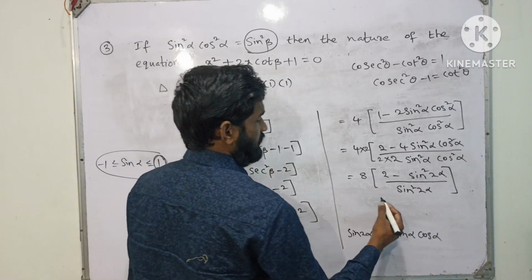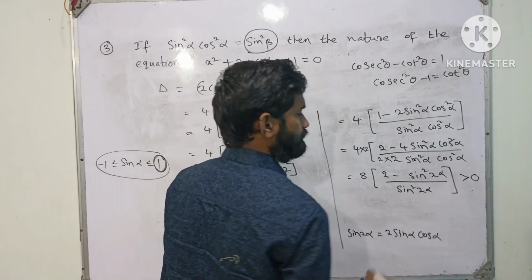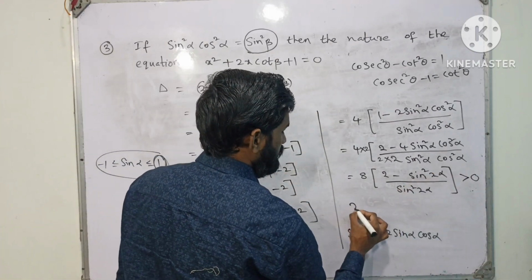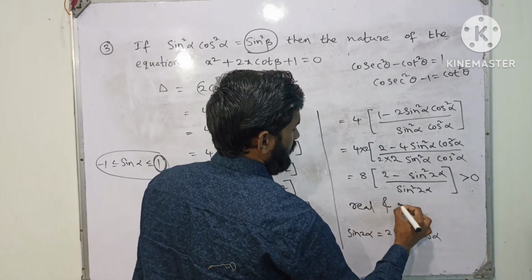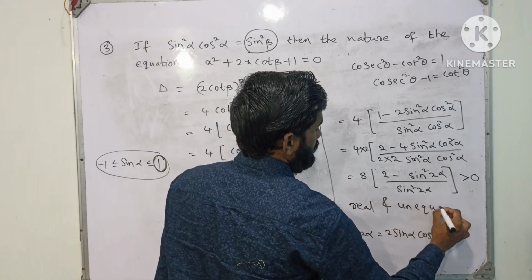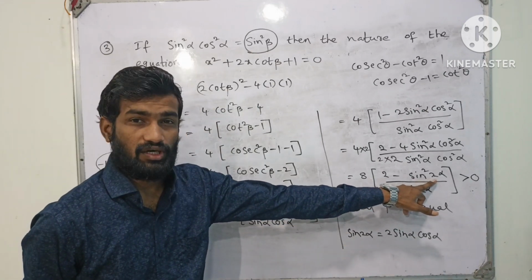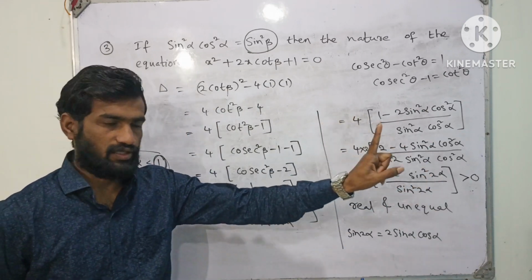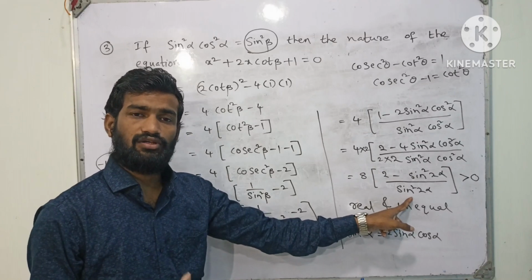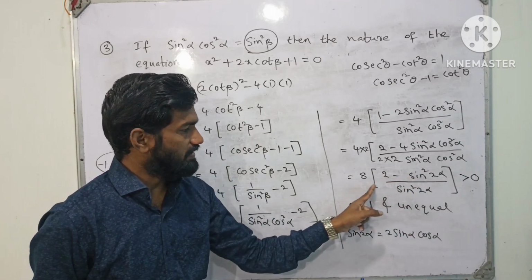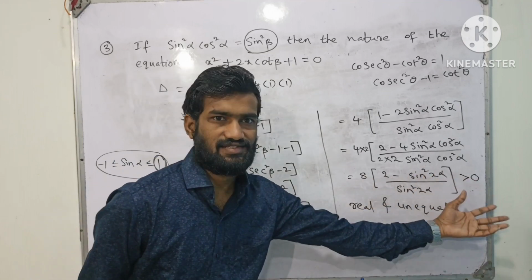So this is obviously greater than 0. If it is greater than 0, then the roots are real and unequal. Very simple. Here sine square 2 alpha maximum value is 1 only, and in the denominator also 1 only. 2 minus 1 is 1, 1 by 1 is 1, 8 into 1 is 8, which is greater than 0.